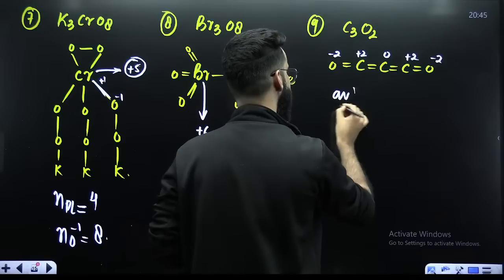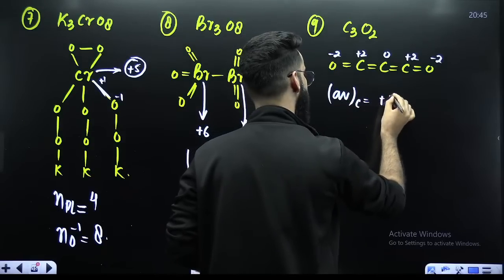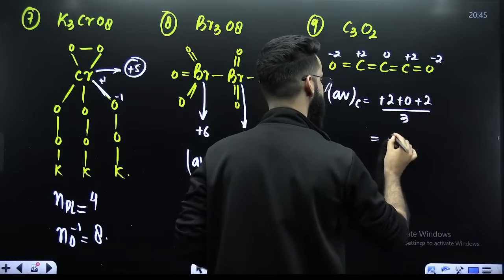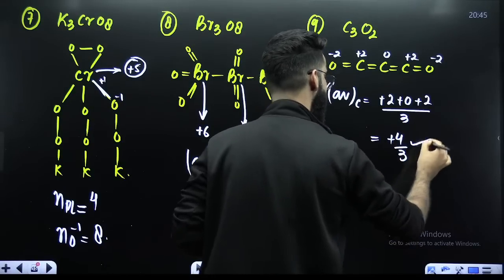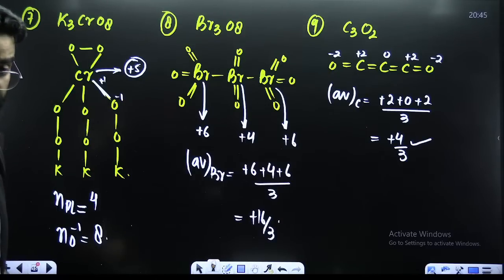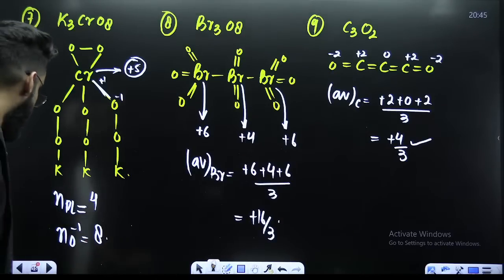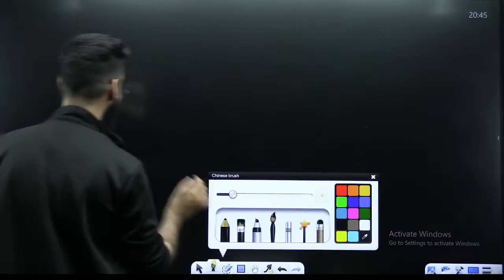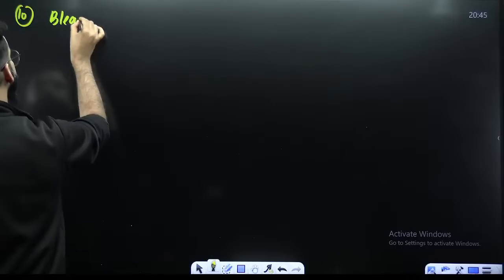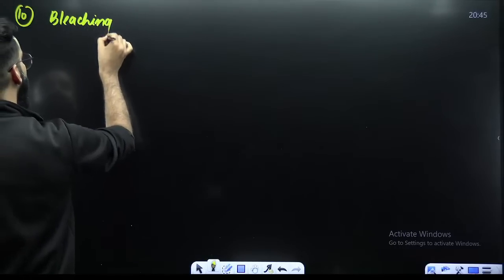So the average oxidation state of carbon here is the first one plus 2, then 0, then plus 2, divided by 3 carbon atoms. The value comes out to be plus 4 by 3. This is the average oxidation state of carbon in C3O2. So how many structures do we have? 9 structures till now. Now, the 10th one. The 10th one is your bleaching powder.